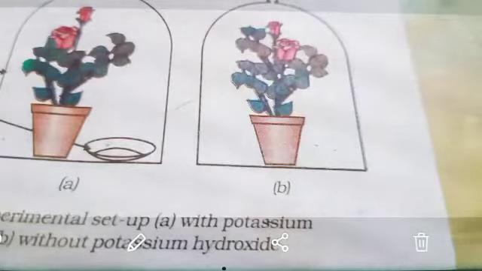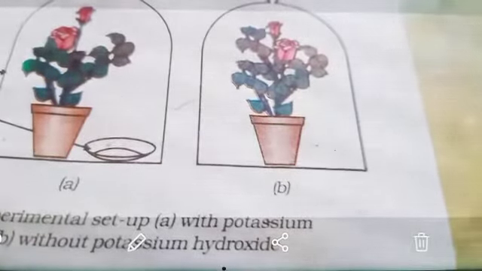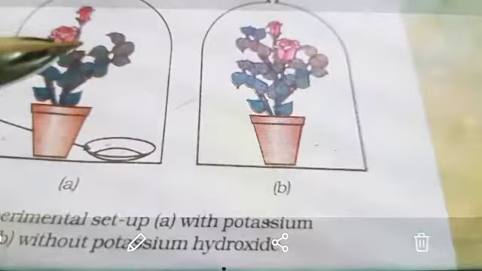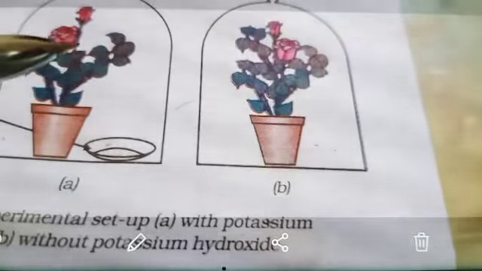Do both the leaves show the presence of the same amount of starch? No. You can see here, these are the plants which are kept for 3 days in the sunlight. So here, what are we saying? The sunlight is important for photosynthesis.